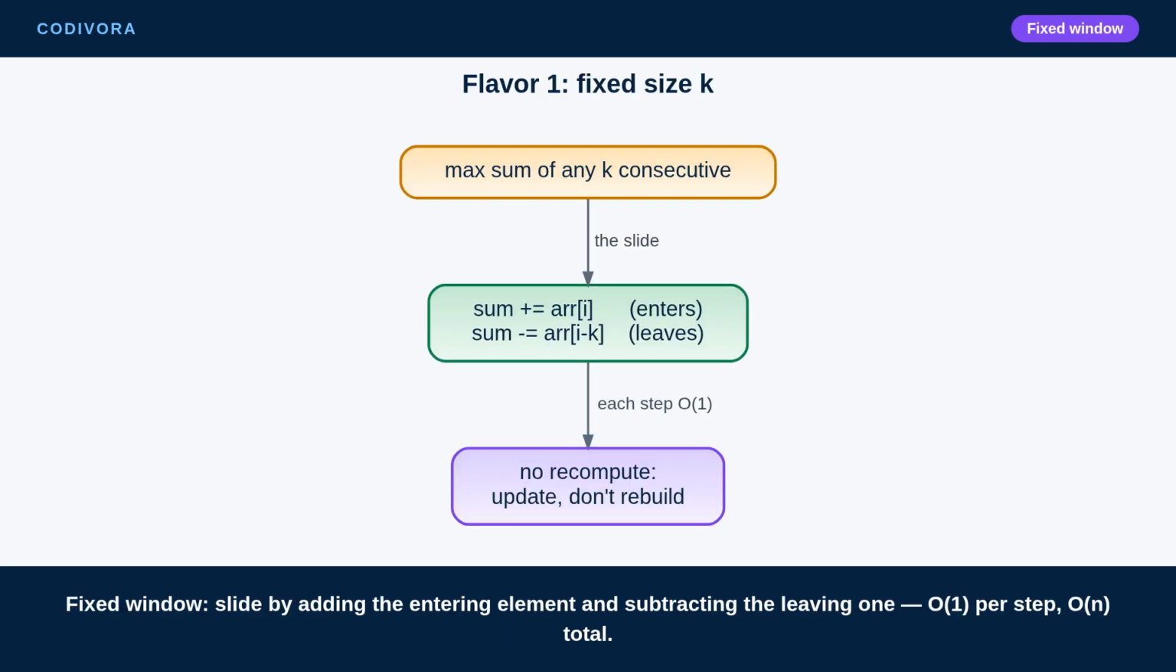Flavor 1, the fixed window, and it's pure bookkeeping. Max sum of any k consecutive elements. Compute the first window's sum, then slide. Each step adds the entering element and subtracts the leaving one. O of 1 per step. The principle generalizes. Whatever the window tracks, a sum, a count, a frequency map, you update it incrementally as one element enters and one leaves. Never rebuild what you can update. That sentence is the entire pattern.